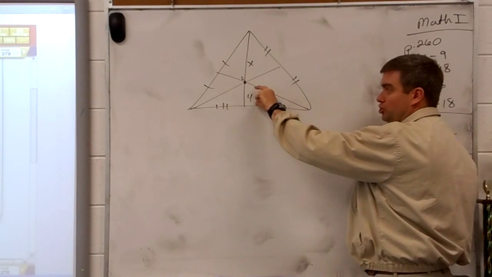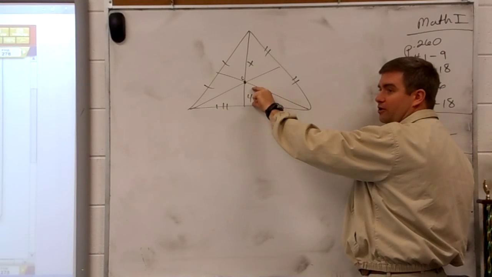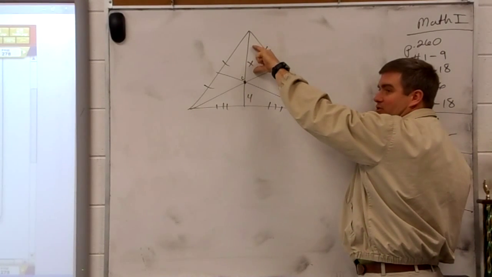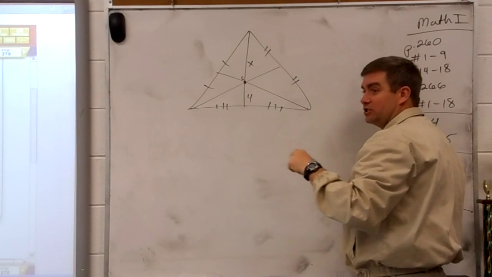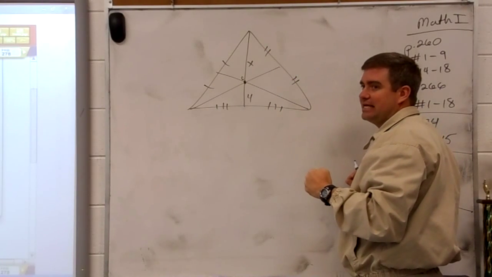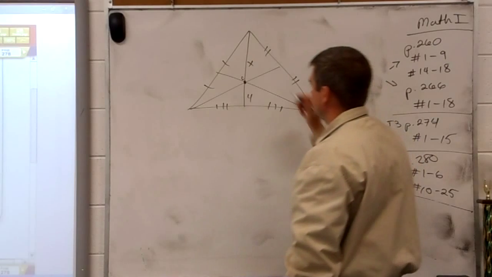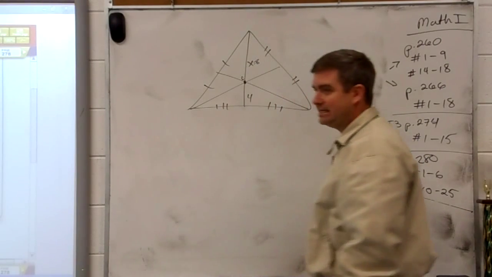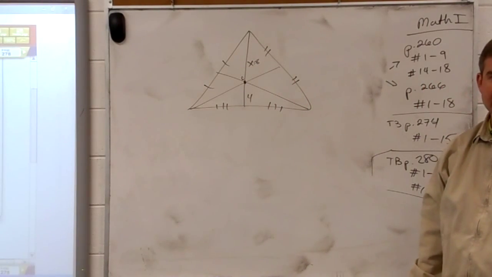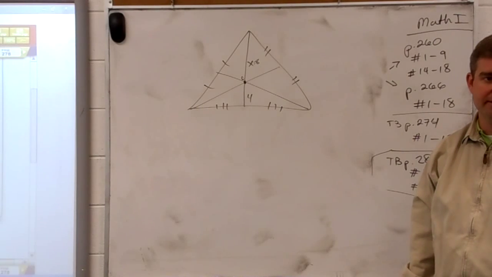But if this shorter part equals 1/3, then how much is X going to be if it's 2/3? Double the amount. How much is X going to be? 8. X is equal to 8. You just double the amount.